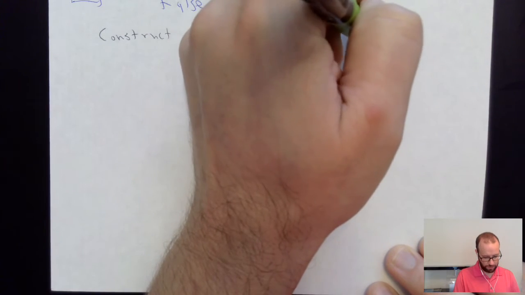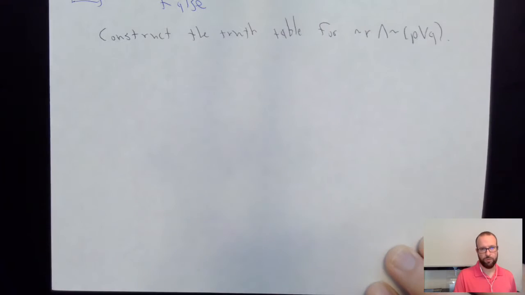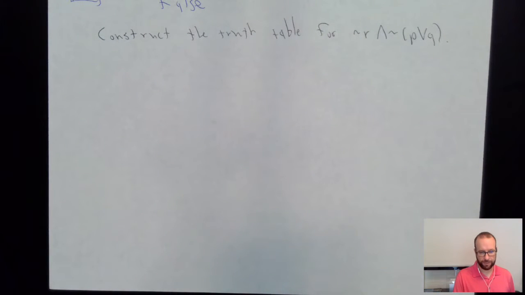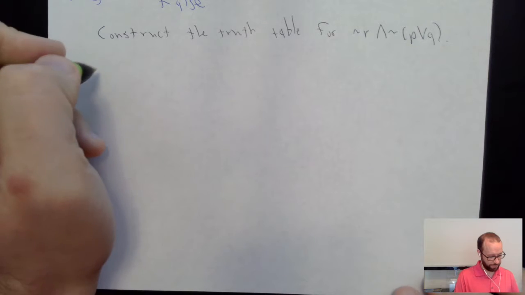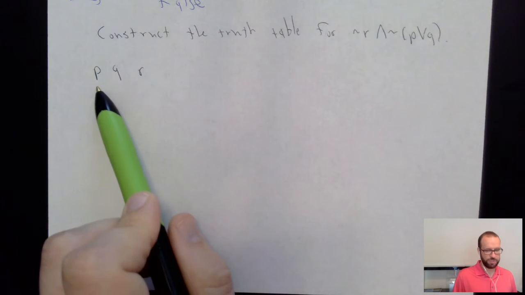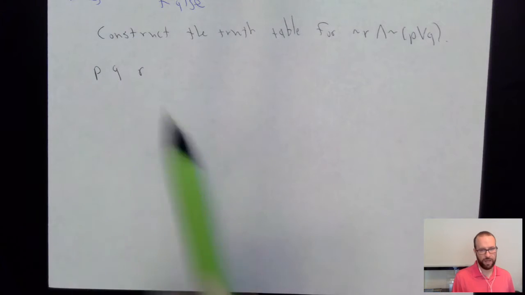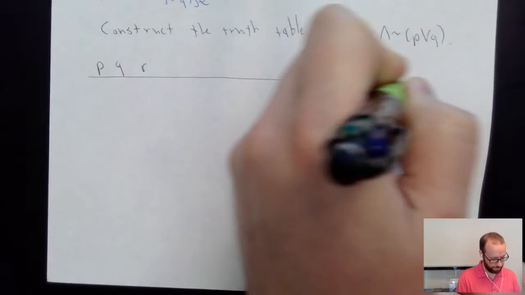for not R and it is not true that P or Q. So not R and it is not true that P or Q. Again, our steps. What letters are there? I see R, P, Q. I want to alphabetize them. So P first, Q second, then R. 2 choices for P times 2 choices for Q times 2 choices for R means I need 8 rows for this truth table.